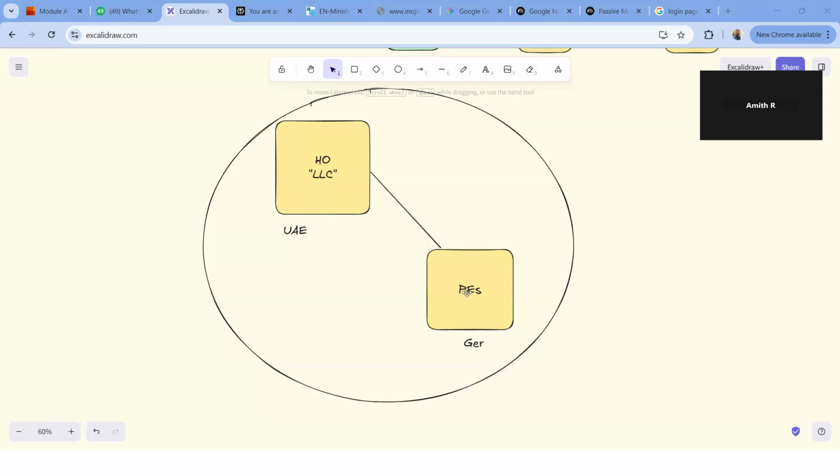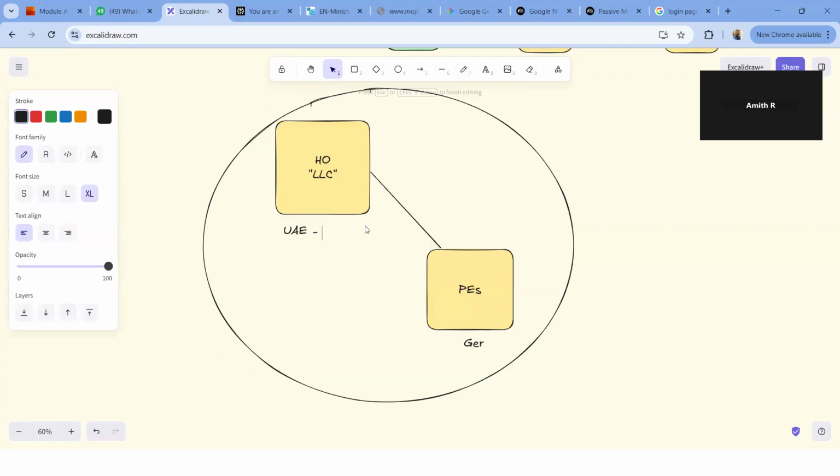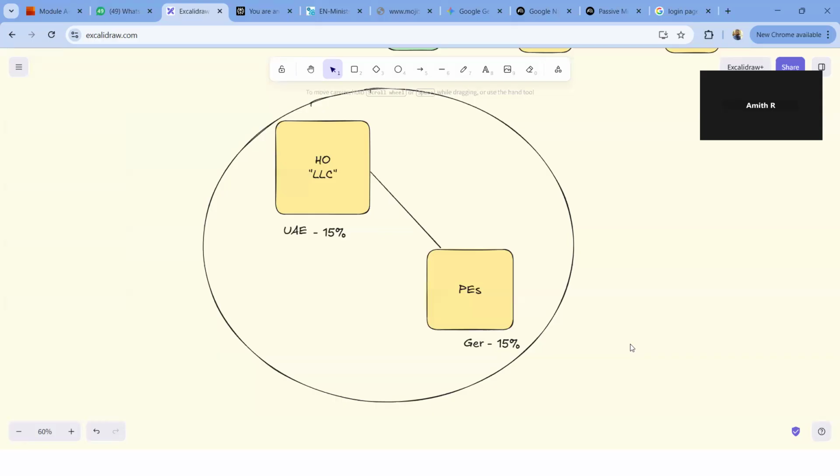So I'm getting answers. Someone says separate, Ashik says separate. Yes, you have to see it separately. Okay, definitely you have to see it separately. So this HO should be earning 15%, I mean, should be having an effective tax of 15%. And this PE should be having 15% effective tax separately. And this would have to be paid to Germany. Yes or no? Yeah. But there is a little problem here.